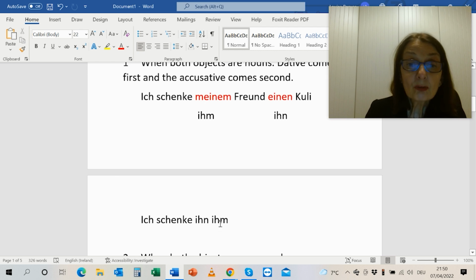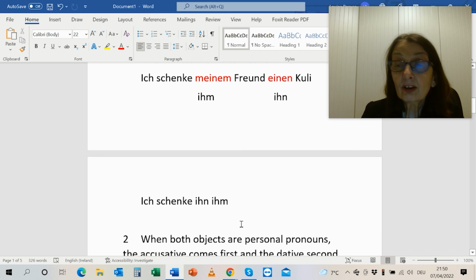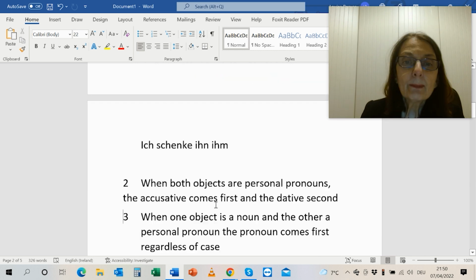And for you English speakers out there, if that is no problem. When both objects are personal pronouns, the accusative comes first and the dative second. So there you have it there.